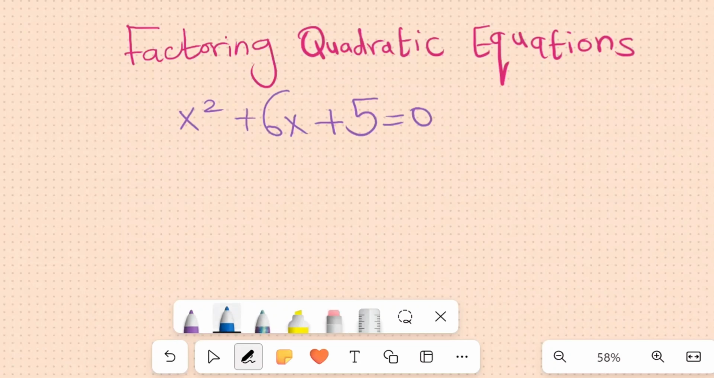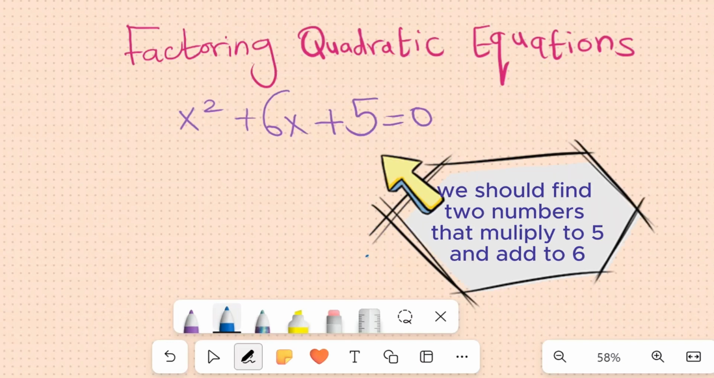Today we're gonna work on factoring quadratic equations. First of all, quadratic equations means squared equations. And in this example, x squared plus 6x plus 5 equals 0. X squared is called the quadratic term. So for this one, we should find two numbers that multiply to 5, which is the last term, and add to 6, which is the number in the middle term.